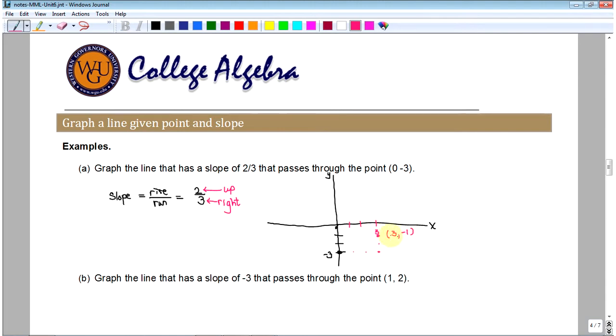If you wanted to go to the right 3 more spaces, up 2 spaces, you can continue to get additional points on your graph. But all we needed was 1 additional point, and that's enough for us to sketch our graph.